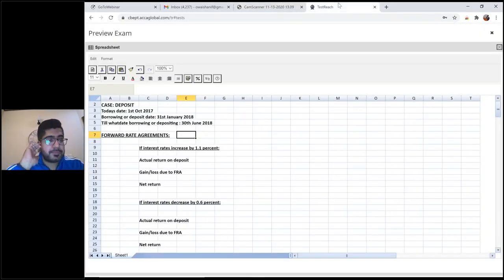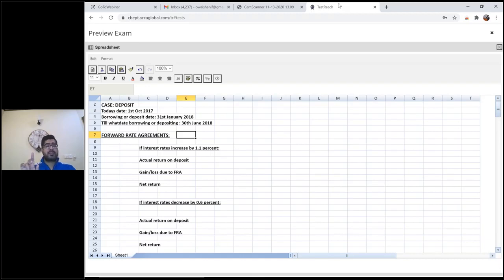Now see my fingers. Today's date is 1st October. We have already written this. Now here it will help you. When do you plan to borrow or deposit? You plan to deposit on 31st Jan. Now look at my fingers. Today is 1st October. You need to deposit on 31st Jan.